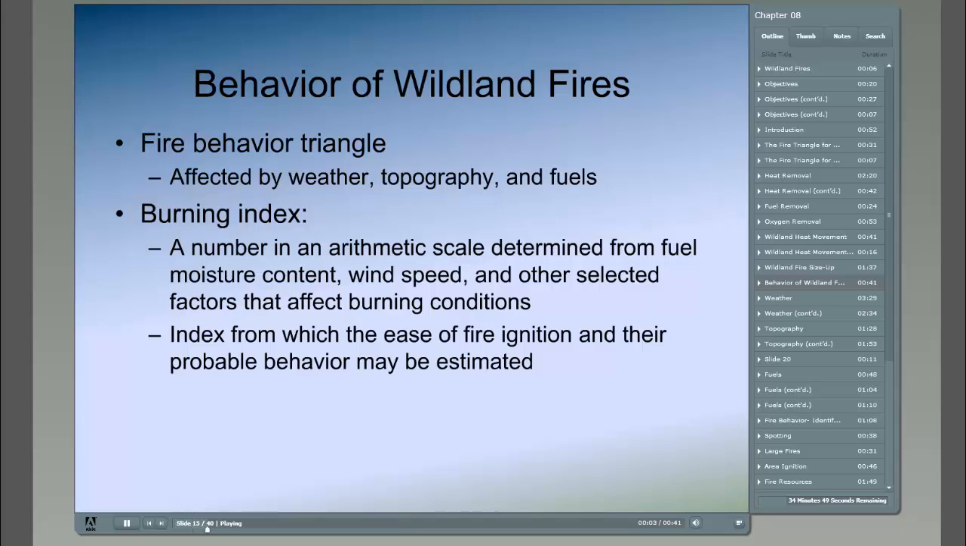Fire behavior is also affected by weather, topography, and fuels. These 3 main factors are often referred to as the fire behavior triangle. Each factor of the wildland behavior has subcomponents, which also affect the fire behavior. One method that firefighters and wildland management personnel use is the burning index, which is a number in an arithmetic scale determined from the fuel moisture content, wind speed, and other selected factors that affect burning conditions, and from which the ease of fire ignition and their probable behavior may be estimated.